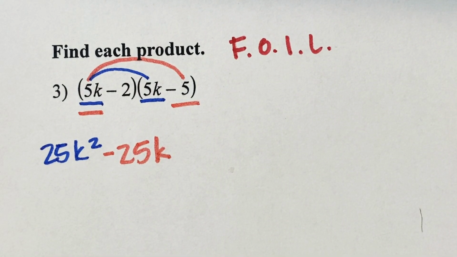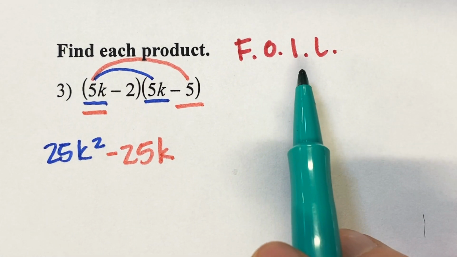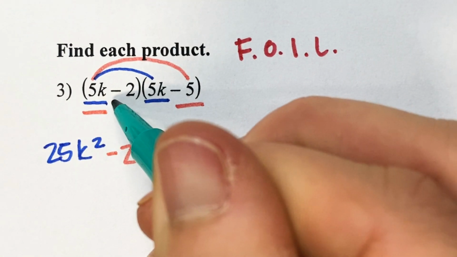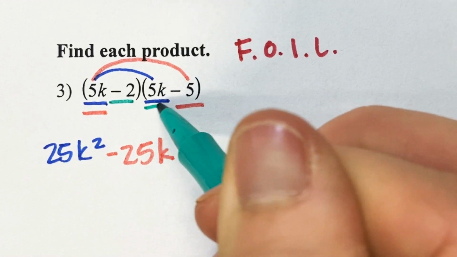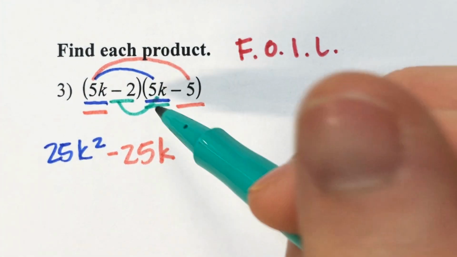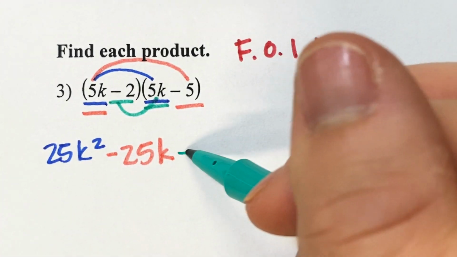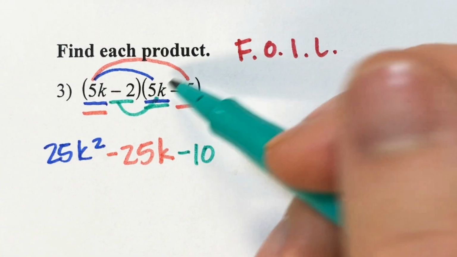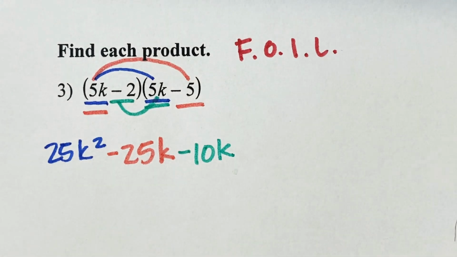Alrighty. Our next one is I in FOIL. That stands for inside. So now we take the inside terms. That's -2 and 5K. So -2 times 5K is going to give me -2 times 5, -10 with the 1K.